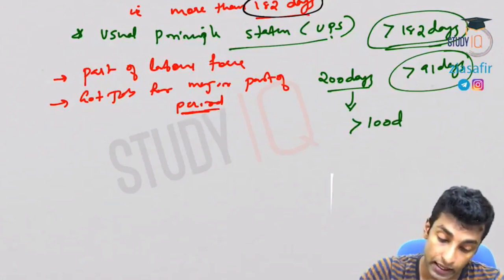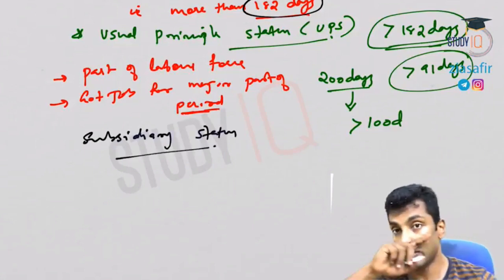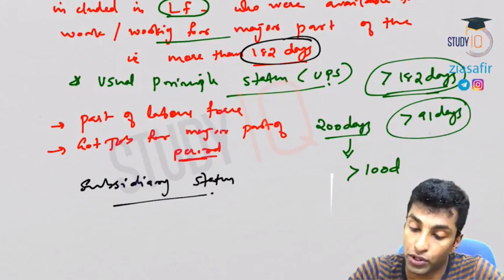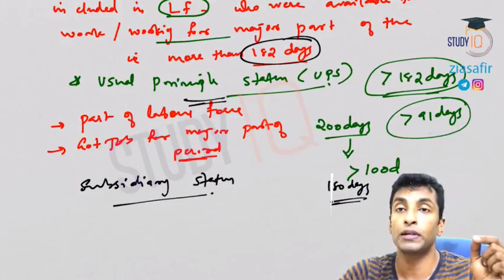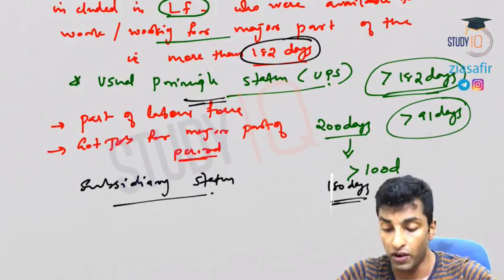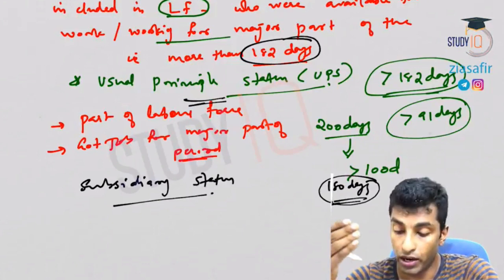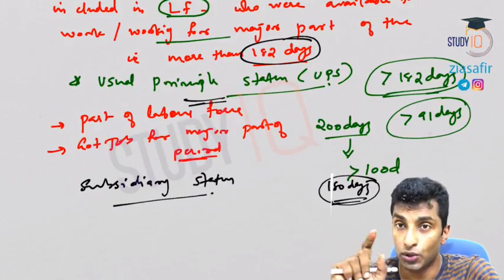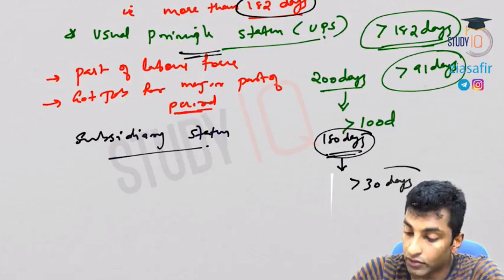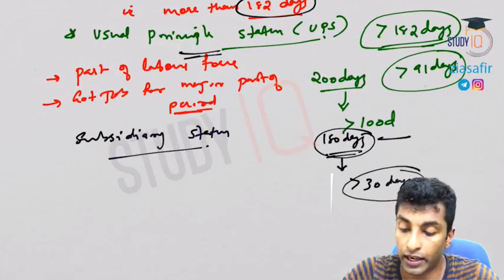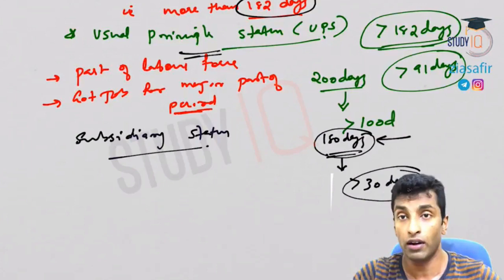Now let's look into the subsidiary status. So the second one is subsidiary status. Now here you need to understand one thing. Let's suppose you are ready to work for 180 days. Then this method is not applicable, because in usual principal status, firstly you have to be part of the labor force. If you are working only for 180 days, you are not part of the labor force. The condition is that you should be available for 182 days. So you are not part of the labor force. These people, if they are working for more than 30 days, you are not part of the labor force just because you do not satisfy this condition. You are available for work for 180 days only, or maybe 150 days only, or even 50 days only.